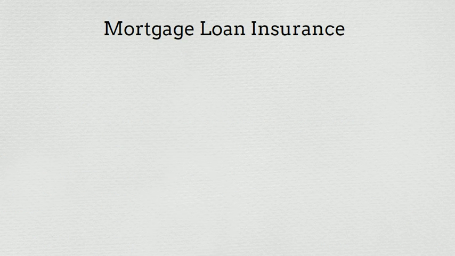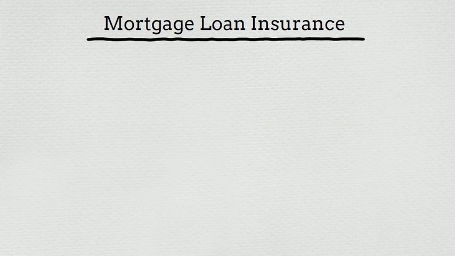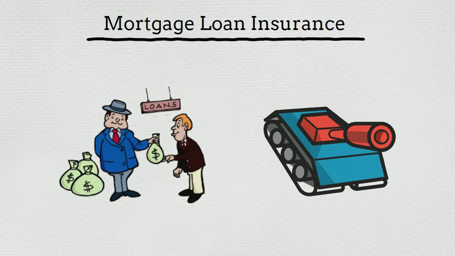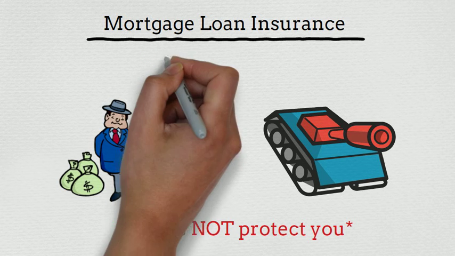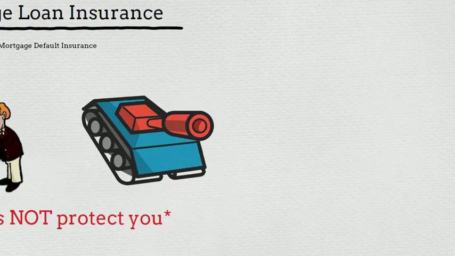Let's take a step back and talk about mortgage loan insurance. Mortgage loan insurance protects the mortgage lender in case you can't make your mortgage payments. It does not protect you. Mortgage loan insurance is also sometimes called mortgage default insurance.